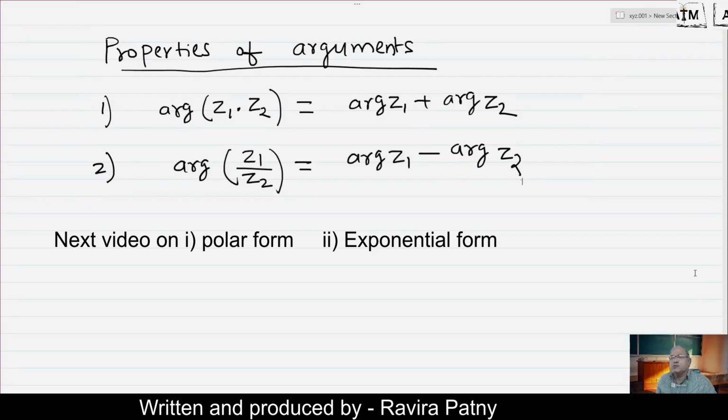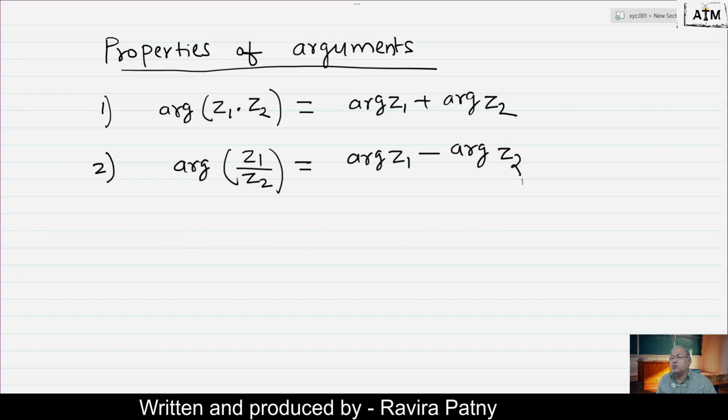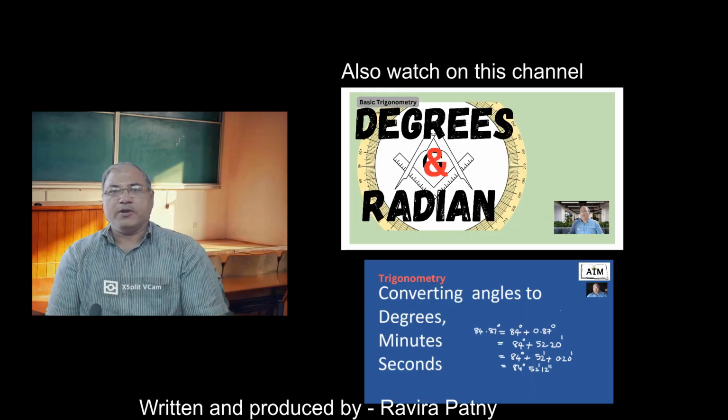Properties of arguments. Argument of Z1 Z2 equals argument of Z1 plus argument of Z2. Argument of Z1 upon Z2 equals argument of Z1 minus argument of Z2. So, in this video, we have learnt about the modulus of a complex number and the argument of a complex number. In the next video, I shall be talking about the polar form of a complex number and the exponential form of a complex number.